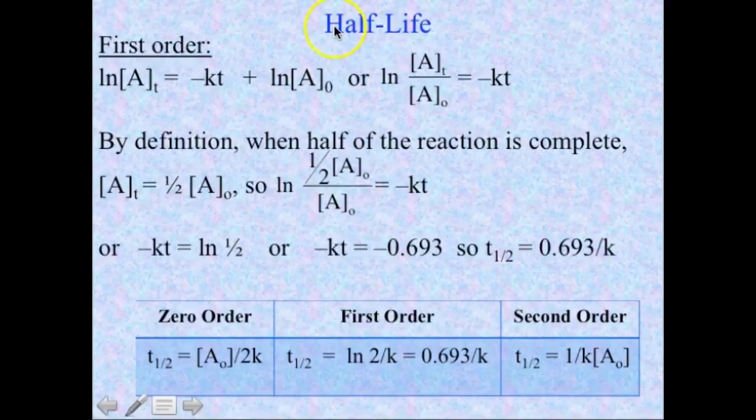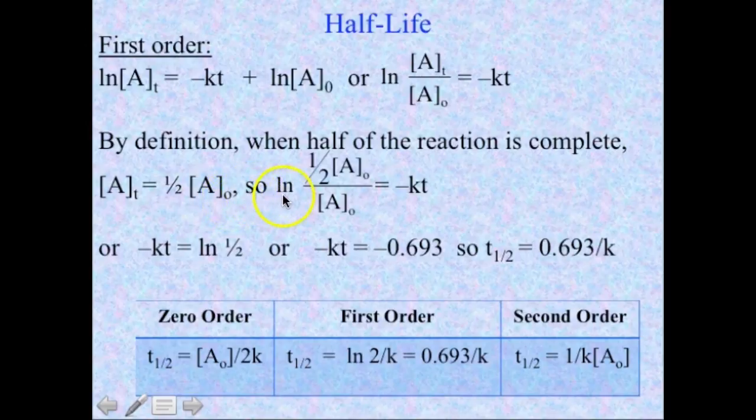Now we'll discuss half-life. For a first-order reaction, you know this is the integrated rate law, and we can rearrange it to look like this. Now, by definition, when half of the reaction is complete, that is to say, when 1/2 of our starting material has reacted, the concentration of A at time t equals 1/2 the concentration of A at the starting point originally.